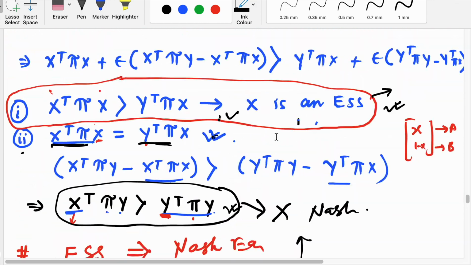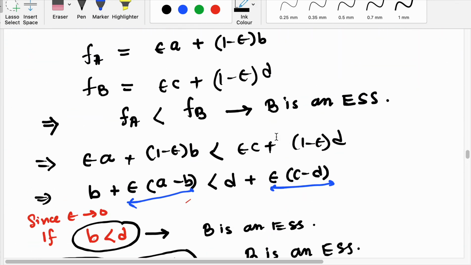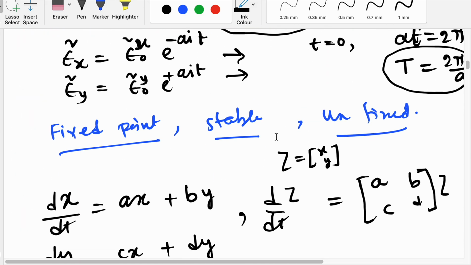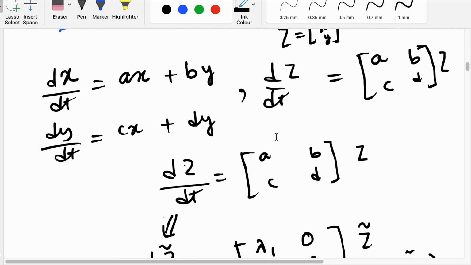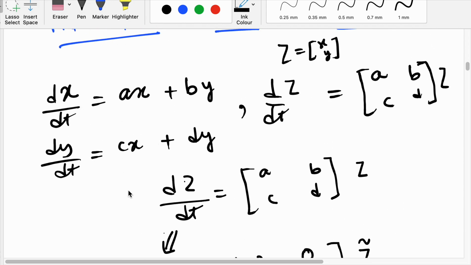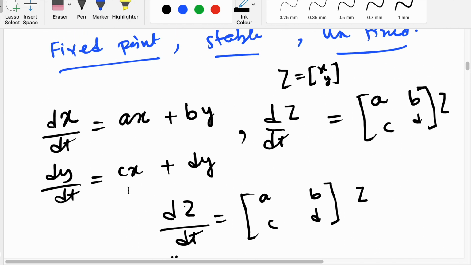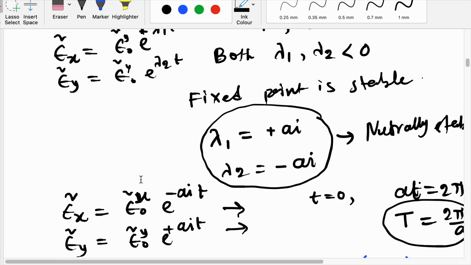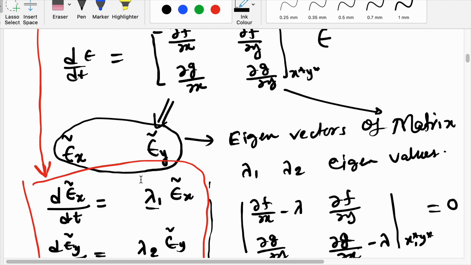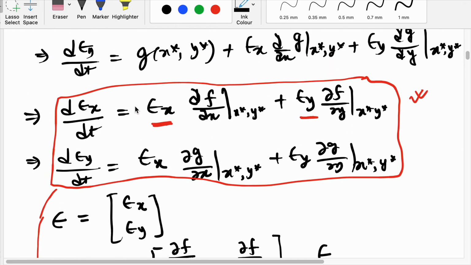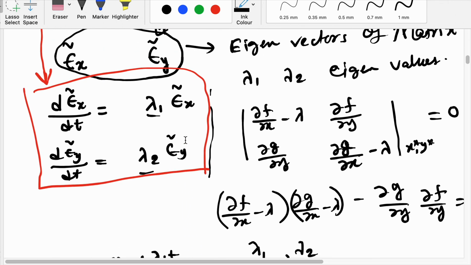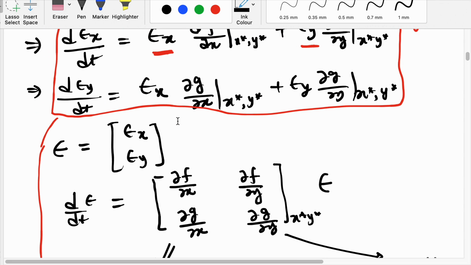Exactly. So I guess you forgot, we have already discussed these things. If I go back to where we did the linear stability analysis, after linearizing the equation I will get an equation like this, and I can write it in this way. So this is my equation.